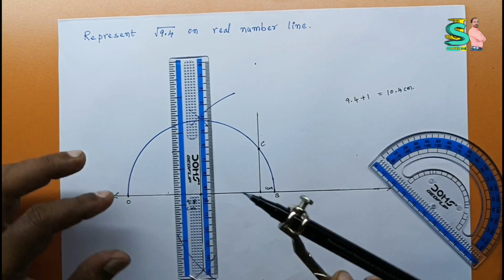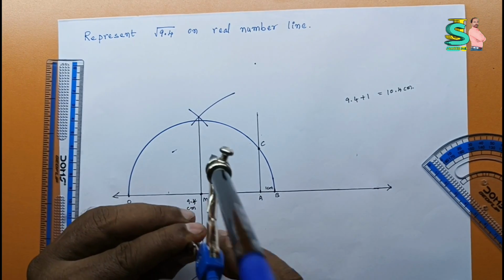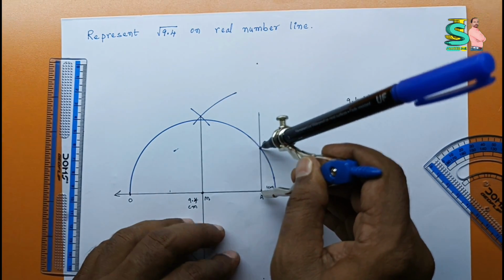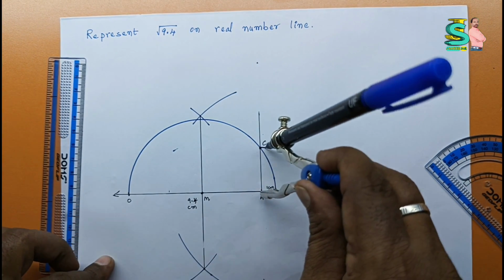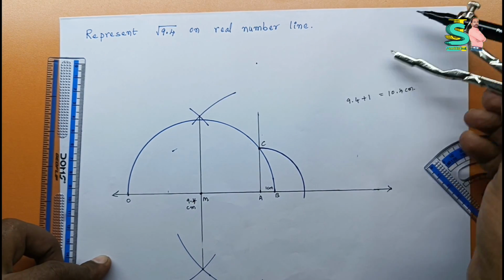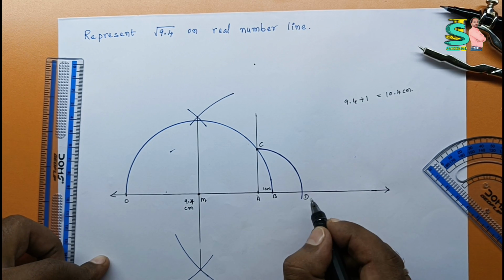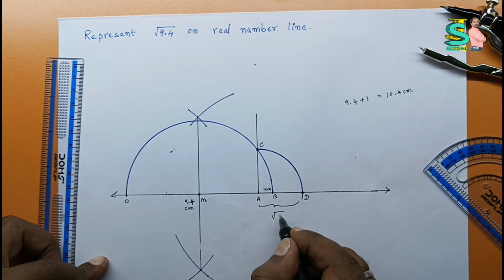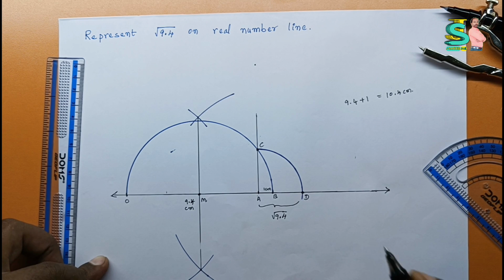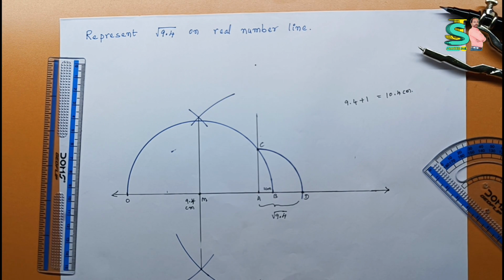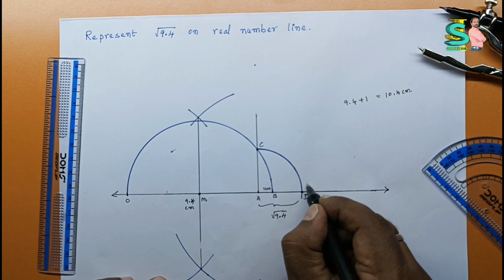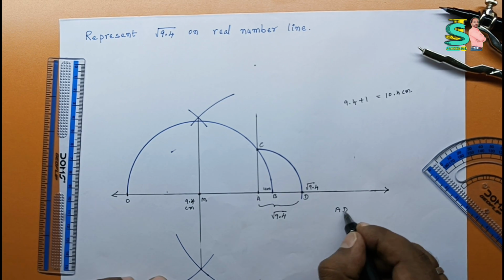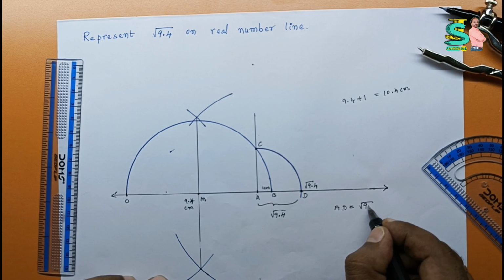Now again, A as a center. Here you should take A as a center, AC as radius, and draw this arc here. Now this intersects at D. So this part AD is equal to root 9.4. AD is equal to root 9.4. So this one is root 9.4.